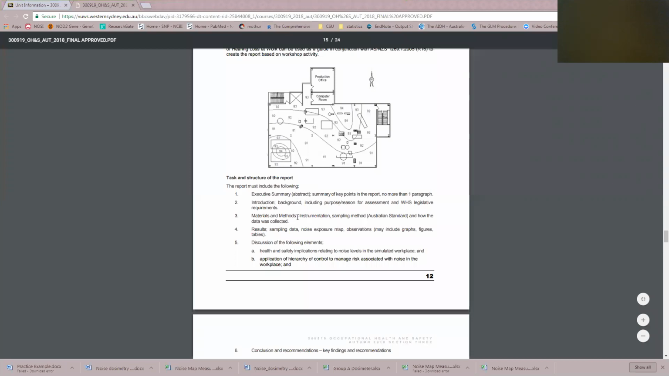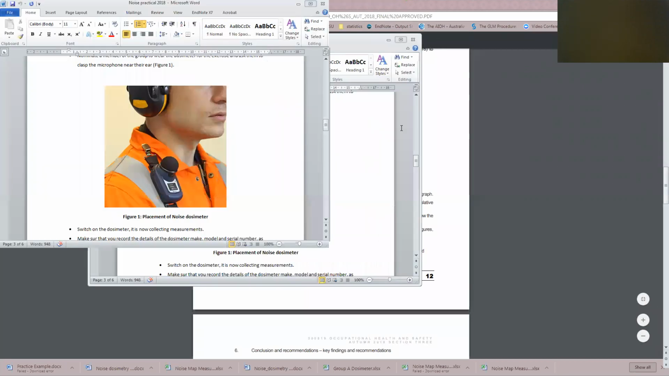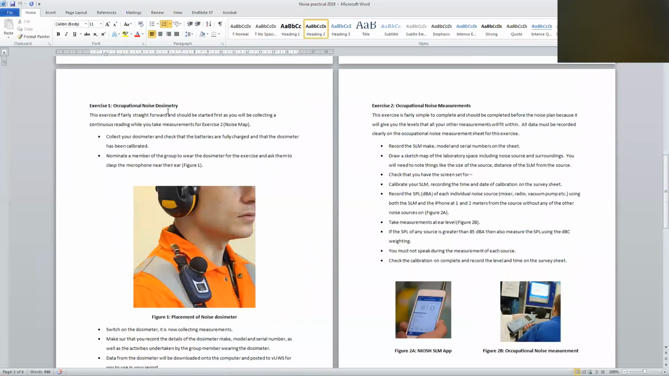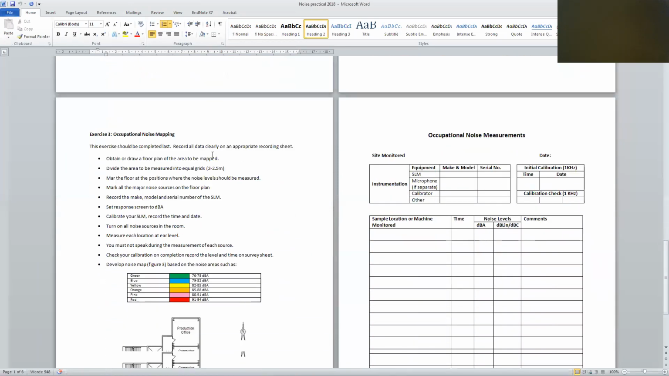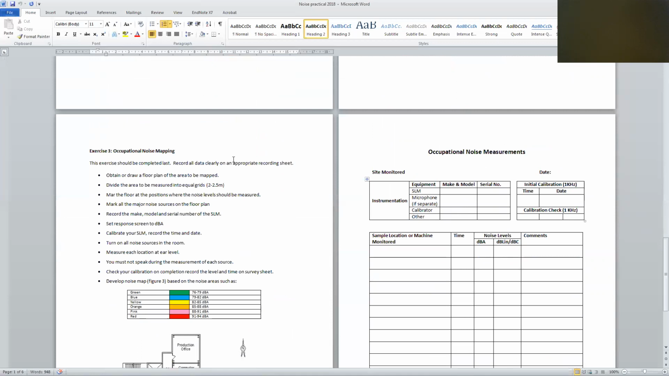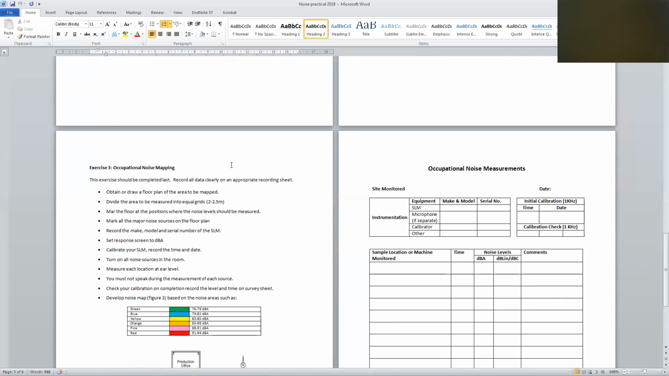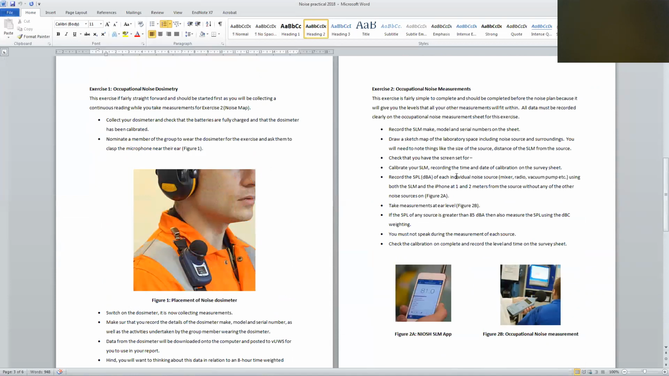Then we come to materials and methods. This is your instrumentation, your sampling method, the AS 1269, and how the data was collected. For this portion, to refresh your memory, you might like to come in here. Don't worry about the noise dosimetry. We're focused really on the occupational noise measurements and your occupational noise mapping. How was this done? How did you collect the data?